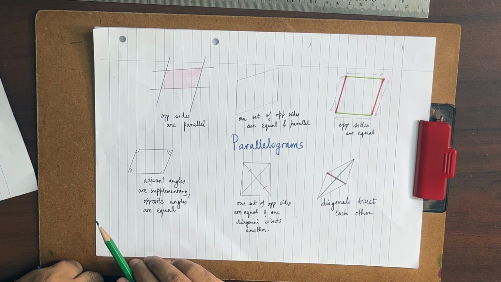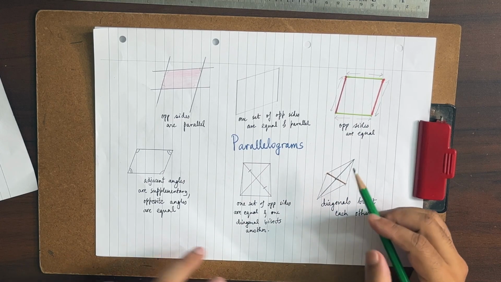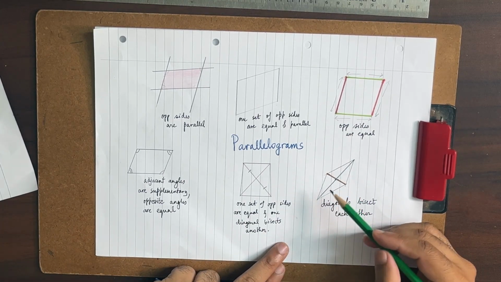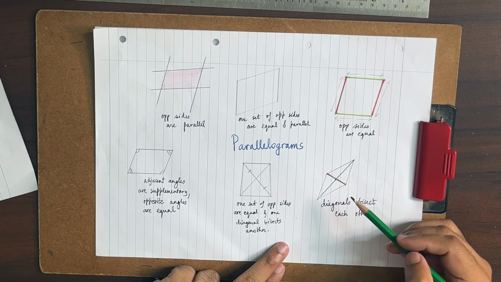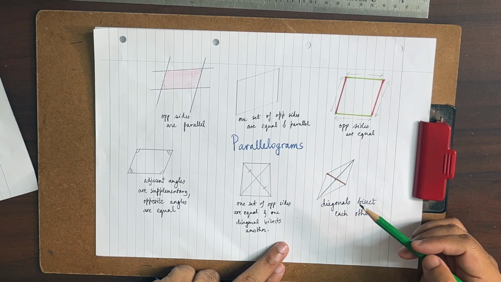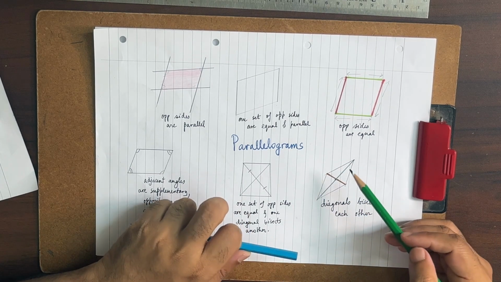Okay. Now, there is another way to detect a parallelogram, and it's a very interesting one. If you have two diagonals bisecting each other in a quadrilateral, then that quadrilateral must be a parallelogram. So how do you find this in the wild?